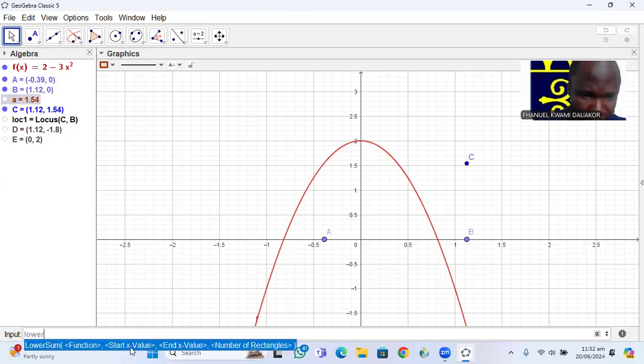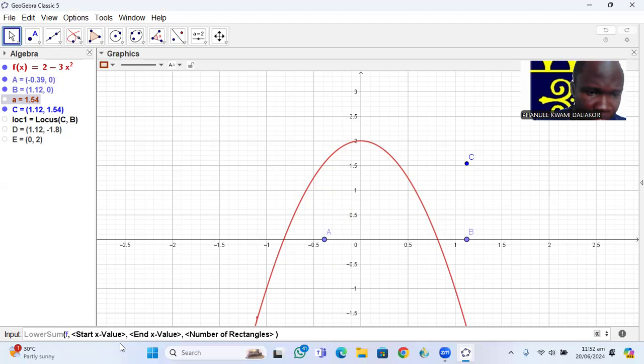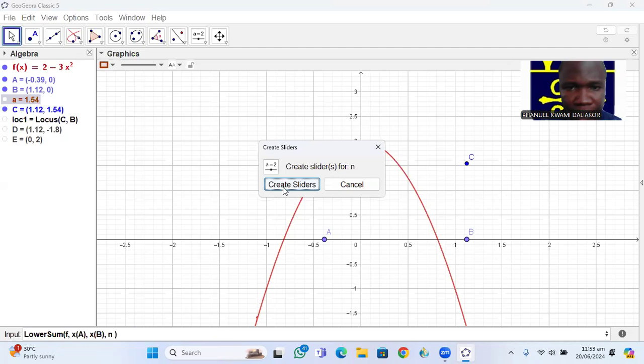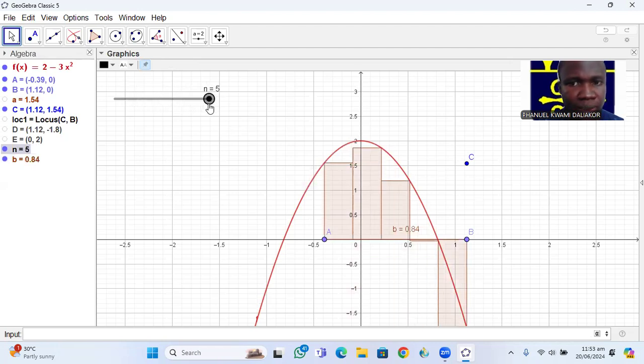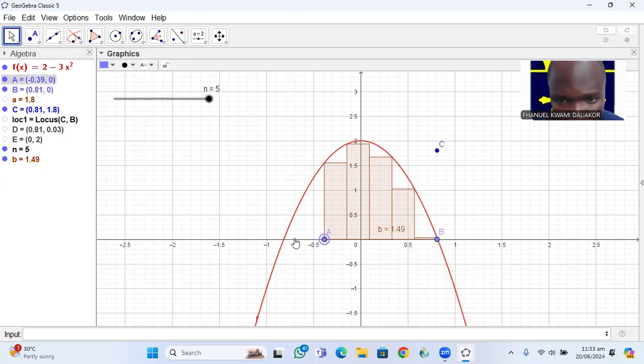Lower sum. We have x, and that of our start value is x power c and x power b. The number of rectangles we want, n. So we're creating a slider automatically. So that's what we have. The lower sum. Okay, so let's put this our curve here. Move this one to the extreme end here.